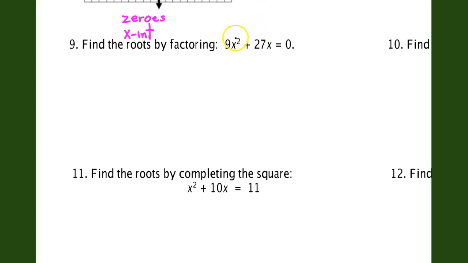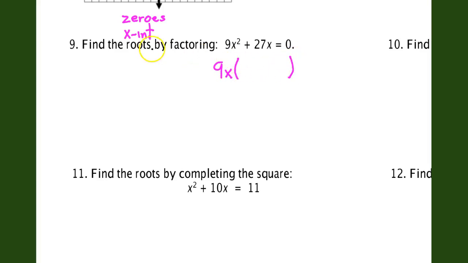So we do not have a C term. We have the A term, B term, but no number on the end here, which makes it a little bit easier to solve by factoring. So what we're going to do first, like always, is take out a GCF. Now a 9 comes out of both of these, so I'm going to divide by 9. But there's also x in both of them, so we're going to also take out an x.